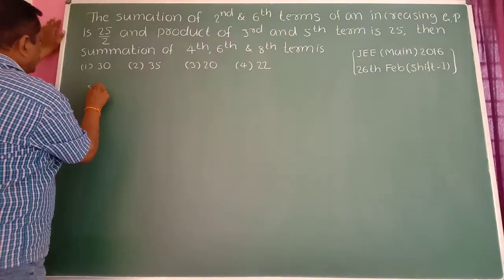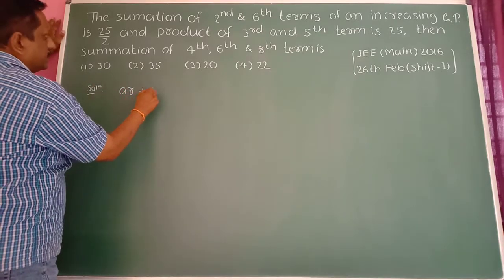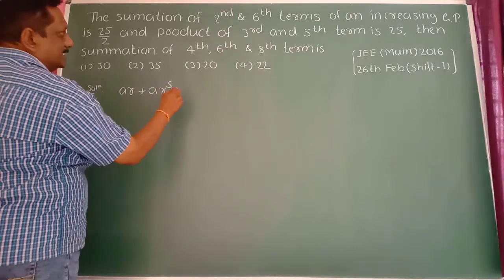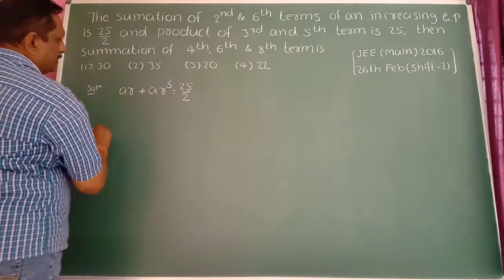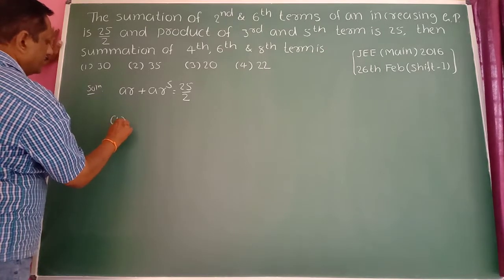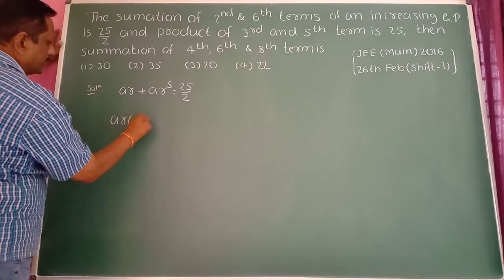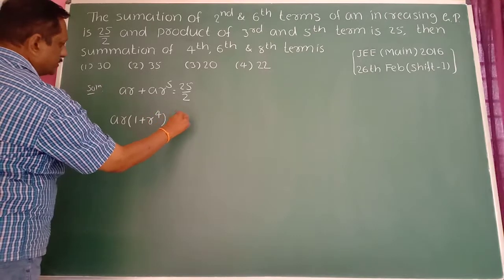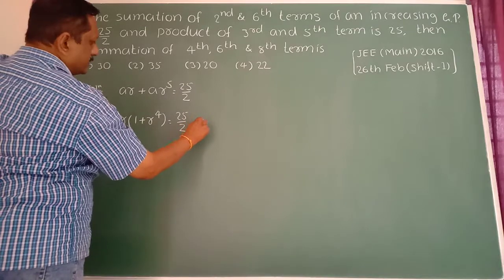Therefore, the second term is given by AR and the sixth term is AR^5, and the sum is equal to 25 by 2. They are already given here. Here AR is the common factor, then 1 plus R^4 is equal to 25 divided by 2 here. Take this as equation number 1.